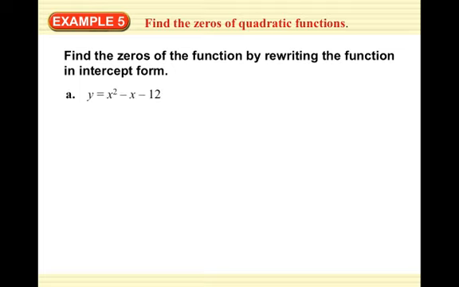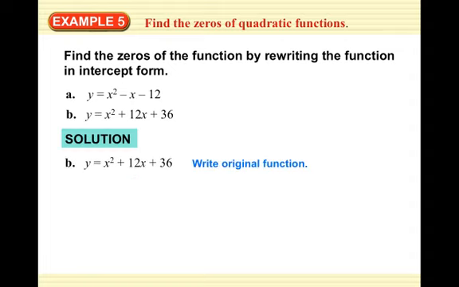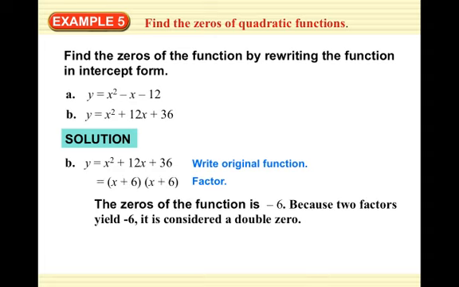All right, let's do the same thing with part B, x squared plus 12x plus 36. So we're going to write the original function. y equals x squared plus 12x plus 36. We're going to factor. This is actually a perfect square trinomial. The 36 is 6 squared, and 12x equals 2 times 6 times x, or 2 times x times 6, however you want to write that. And so it's going to be x plus 6 times x plus 6, or x plus 6 squared.